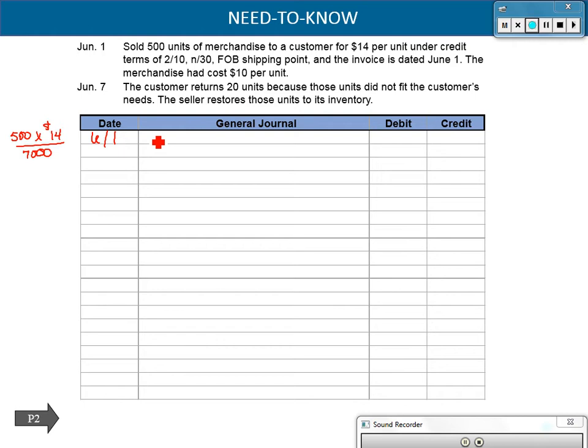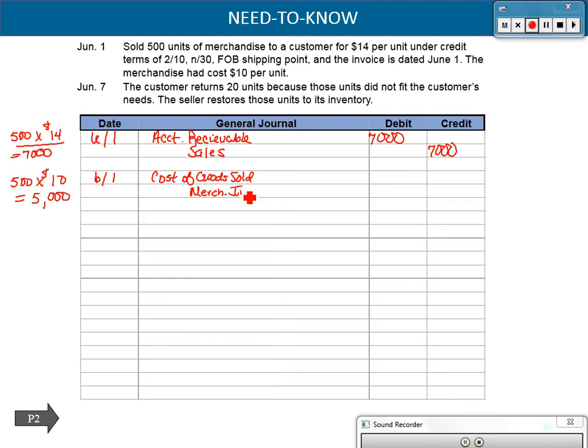Merchandise inventory. You sure? Accounts receivable. Oh, we sold, so accounts receivable. And then credit what? Sales, for $7,000, right? And then because you sold something, you now have to account for what? Cost of goods sold. The cost of the goods that you sold. So we had 500 units times $10, which equals $5,000. That is what it cost us. So we're going to debit what and credit what? Debit cost of goods sold, and credit merchandise inventory for the $5,000, right?